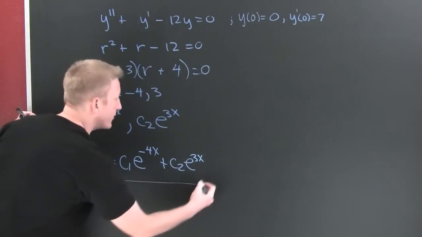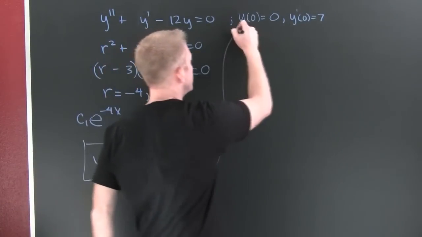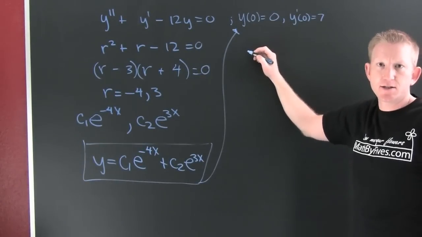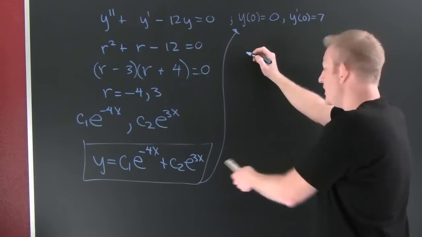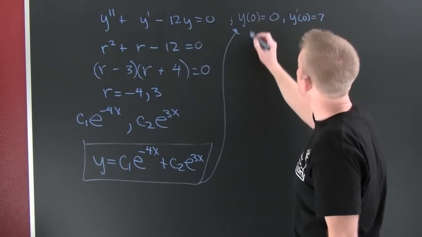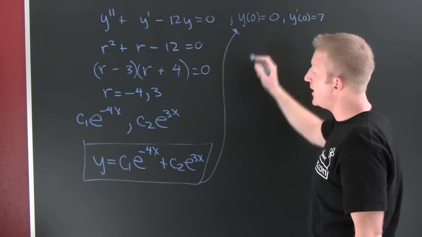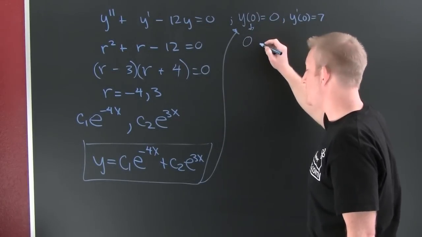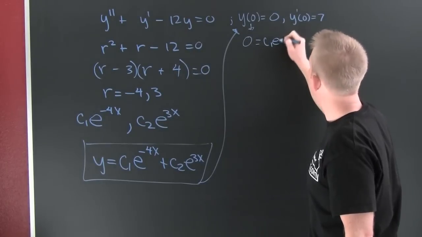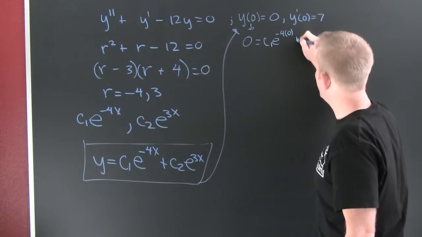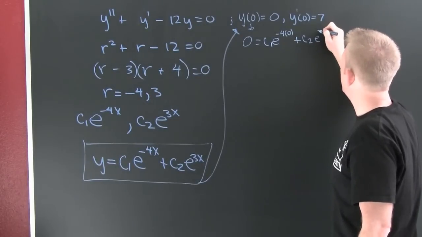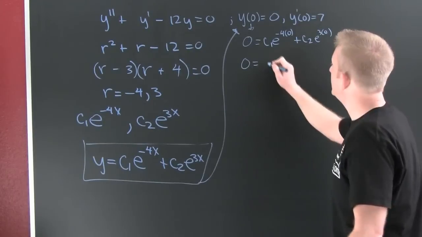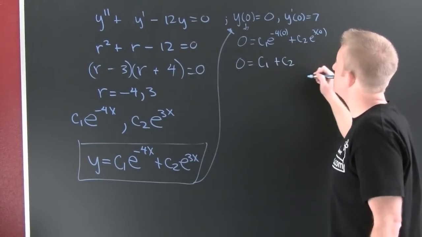Now, this would be our general solution, but they gave us the initial conditions, so we can find our constants. Let's go and get a specific solution without those constants. So see here, this is the x and that's the y. I'm plugging it in there. I have 0 is equal to c1 e to the minus 4 times 0 plus c2 e to the 3 times 0. So my first equation is going to be c1 plus c2 is equal to 0.